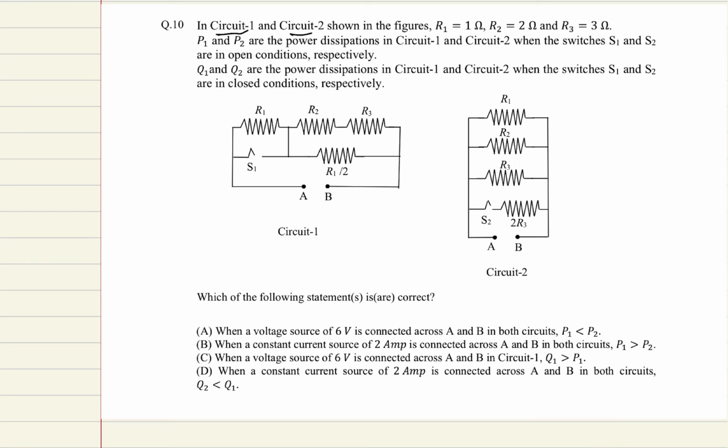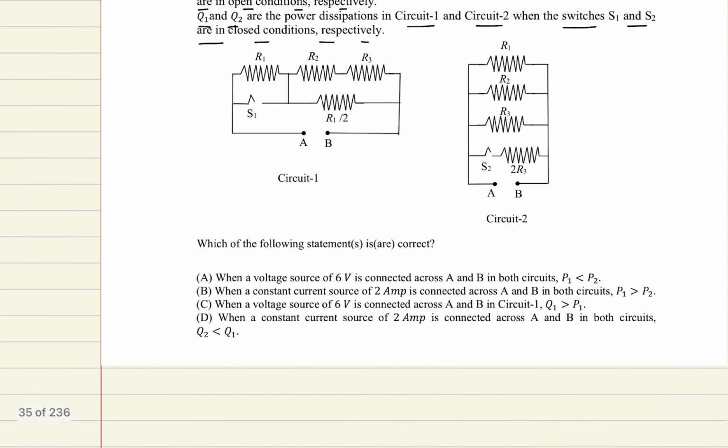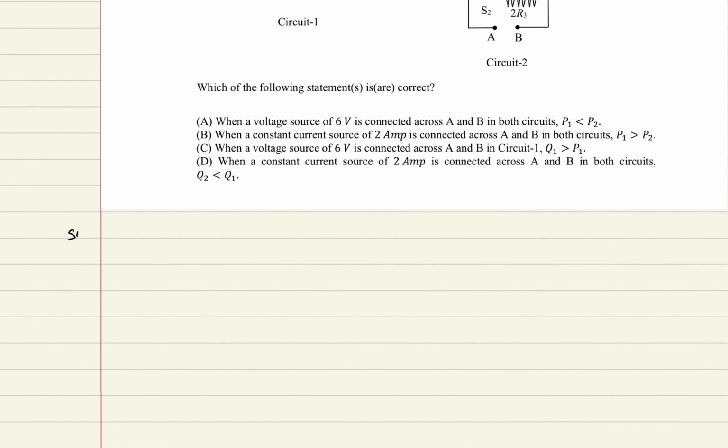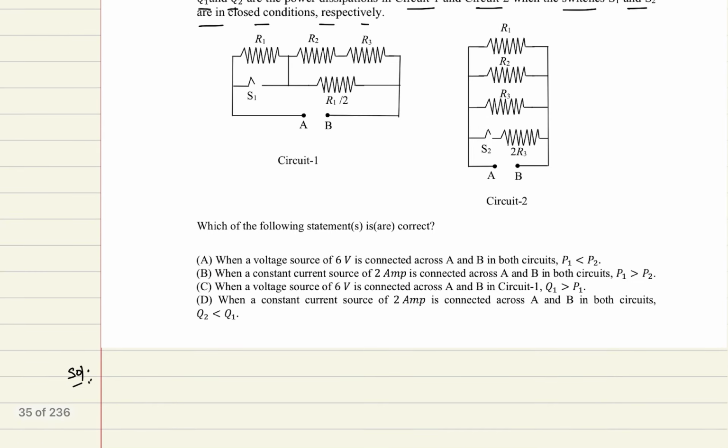Hello everyone. Now we'll discuss question number 10. In circuit 1 and circuit 2 shown in the figure, R1 is 1 ohm, R2 is 2 ohm, R3 is 3 ohm. P1, P2 are the power dissipations in circuit 1 and circuit 2 when the switches S1, S2 are in open conditions respectively. Q1, Q2 are the power dissipations in circuit 1 and circuit 2 when switches S1 and S2 are in closed conditions respectively. Now you need to identify the situation.